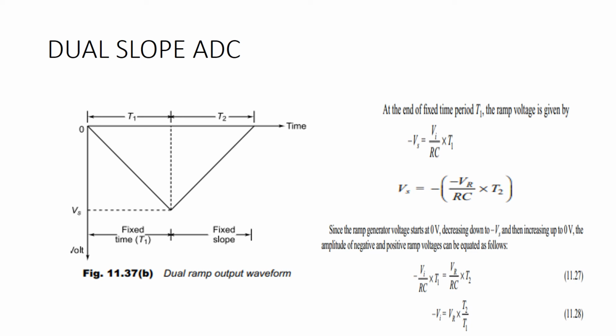Since the ramp generator voltage starts from 0 volt and decreases down to minus Vs and then increases up to 0 volt, the amplitudes of the negative and positive ramp voltages are equated. So the first minus Vs equation and the next plus Vs equation are equated, and we get Vi equal to Vr into T2 by T1. It is clear from the above equation that the unknown analog input voltage is directly proportional to the time period T2. Because Vr is a known reference voltage, T1 is the predetermined time period.